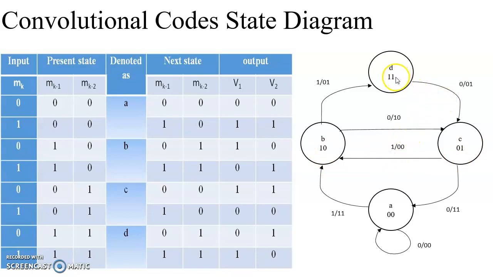Then present state is 1, 1, input is 0, the next state is 0, 1 and the output is 0, 1, written here. And the last one, present state is 1, 1, input is 1 and next state is again 1, 1, so it's going on to the same state and output is 1, 0. So this is the present state. The arrow is showing where it is going to the next state. The input is written to the left of the slash and the output is written to the right of the slash. So this is how the state diagram is formed with the help of the state table.